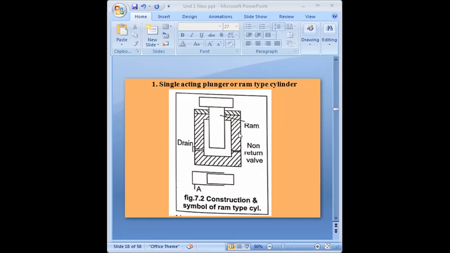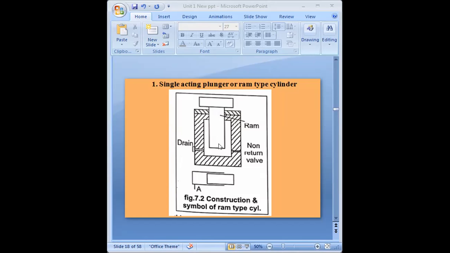We know the jack cylinder. We just have to supply the fluid, and immediately the jack will lift the load. So the jack cylinder is the common example of the ram type cylinder. And the returning force in this case is generally the dead weight, or the ram itself is the returning force.